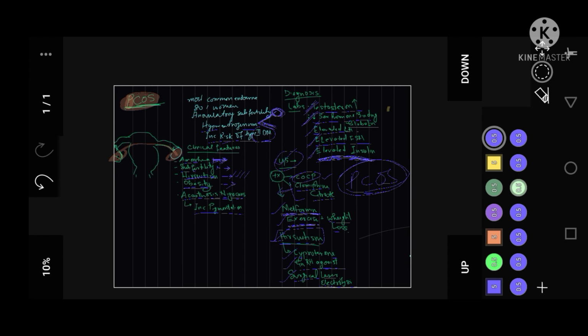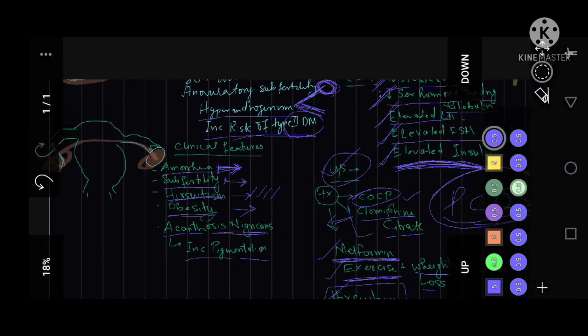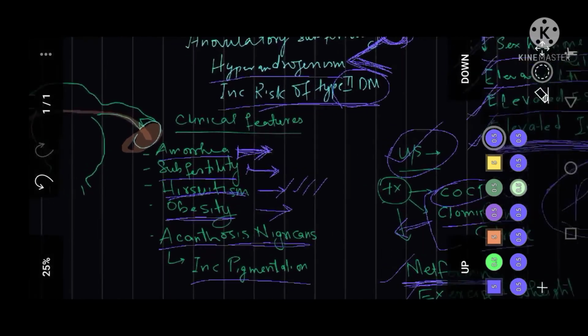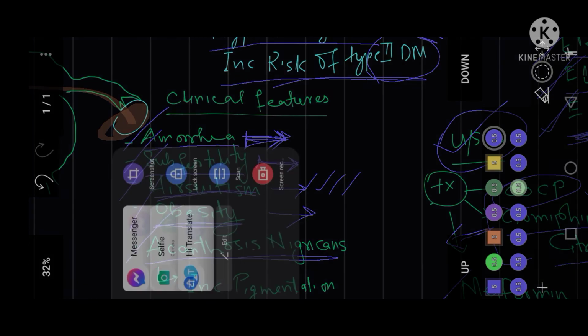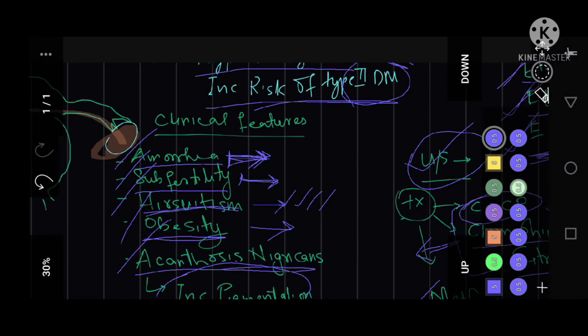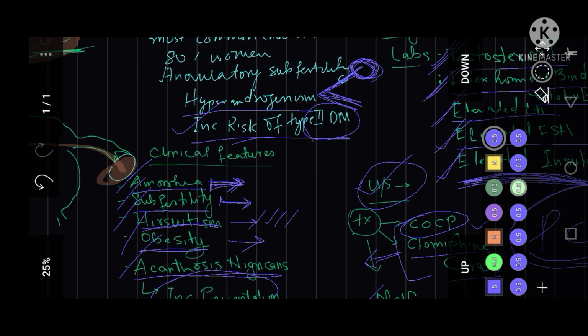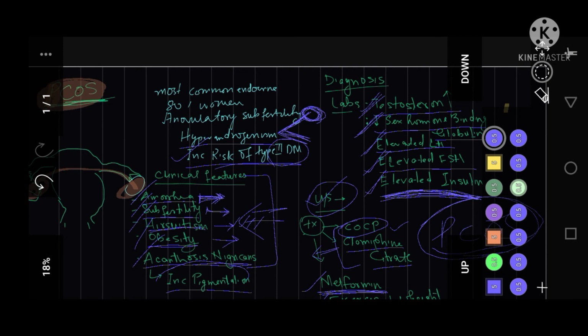As we discussed, a brief review of polycystic ovarian syndrome: the patient develops multiple cysts in the ovaries, and those multiple cysts create problems like amenorrhea, infertility, hirsutism, and obesity. Acanthosis nigricans means increased pigmentation, and there is increased risk of diabetes mellitus in the patient. So treatment should be given according to these clinical features, like combined oral contraceptive pills, metformin, and weight reduction can help in patients of polycystic ovarian syndrome.